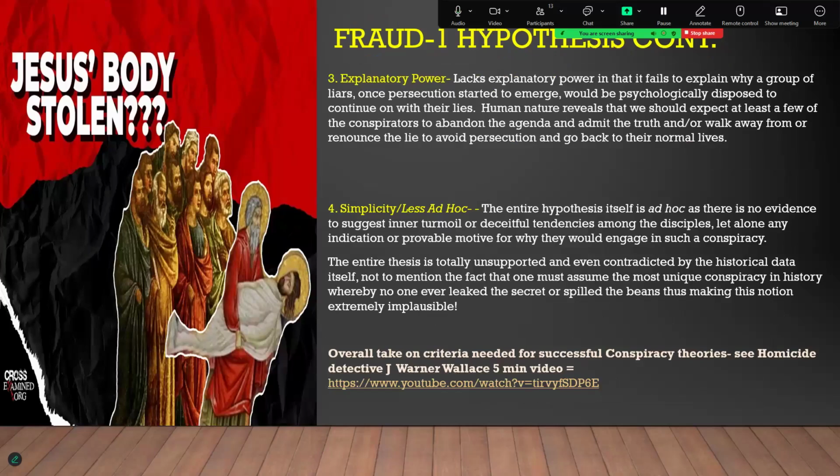Okay, so in terms of explanatory power, I think it lacks explanatory power because basically with a group of liars in a conspiracy, there's always a leaker. Especially when you apply persecution and pressure, there's always going to be one or more that are going to recant and they're going to say, hey, this is too much. This wasn't in the cards for me. Look, we lied about it. The body's over there. I'm going back to Galilee. Please don't hurt me, right? But in the case of the 11 disciples, none of them recanted. None of them confessed to having this conspiracy or anything like that. So it just doesn't explain the facts.